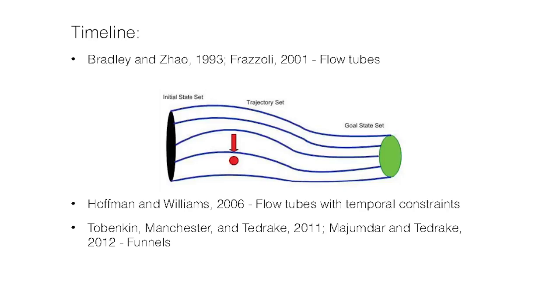And in 2006, Hoffman and Williams combined this flow tube with temporal constraints so that you can also reason about complex systems that require spatial and temporal coordination, like the walking robot that you've seen before.